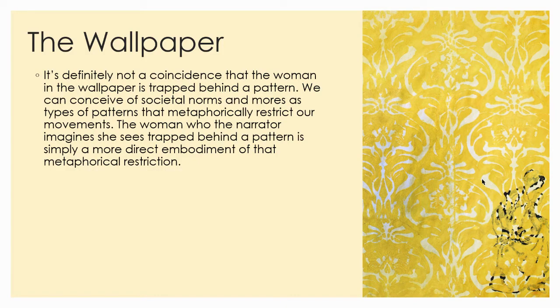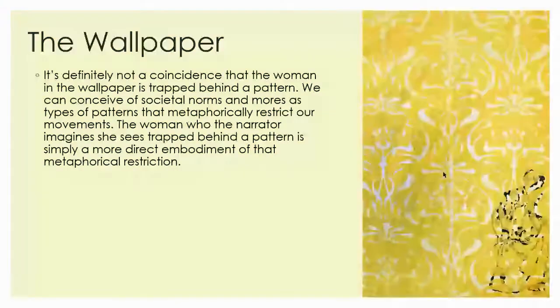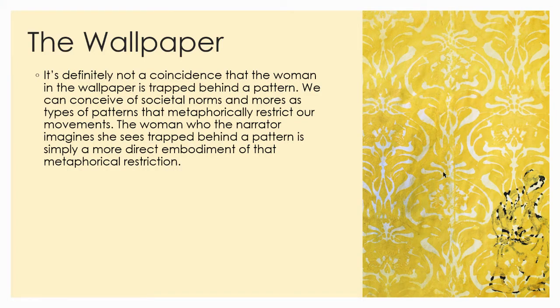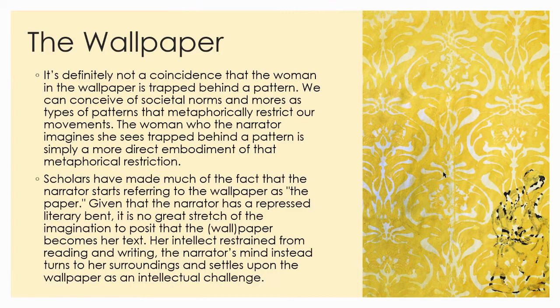So we can say here that it's not a coincidence that the woman in the wallpaper is trapped behind a pattern. We can conceive of societal norms and mores as types of patterns that metaphorically restrict our movements. So that idea that society has its own patterns that we have to adhere to. The woman who the narrator imagines she sees behind a pattern is simply a more direct embodiment of that metaphorical restriction. So that one woman behind these patterns here is an embodiment of the metaphorical restriction put on women in society.